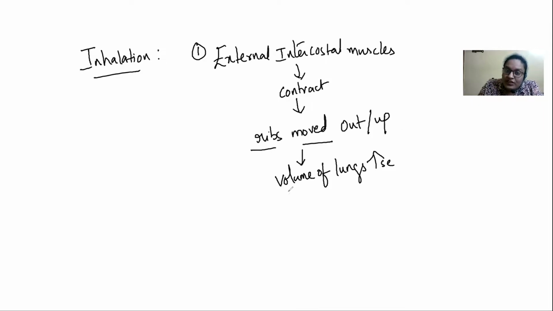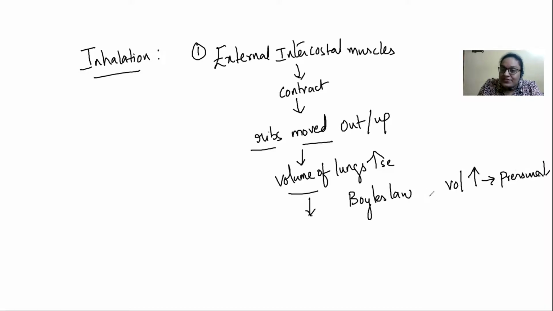So as the volume of the lungs increases, according to Boyle's law, we all know that if you increase the volume, the pressure within the lungs has to decrease, right? This is what we are going to learn. The volume is inversely proportional to the pressure. So as the volume of the lungs is increasing, the pressure of the air within has to decrease now, compared to the atmospheric air pressure.